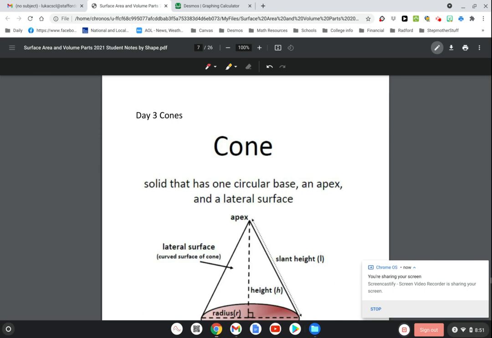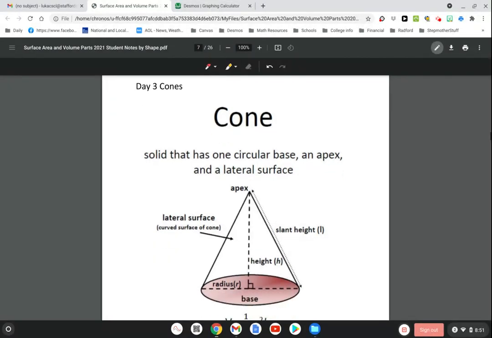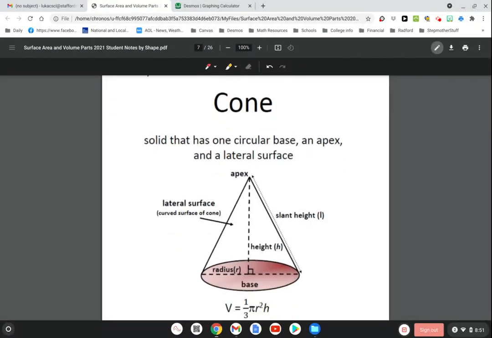Okay, thank you for joining me for day 3. Day 3, we're going to talk about the cone. Anyone that has had an ice cream cone knows what a cone looks like.